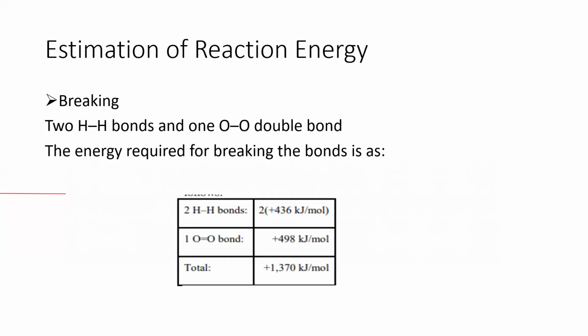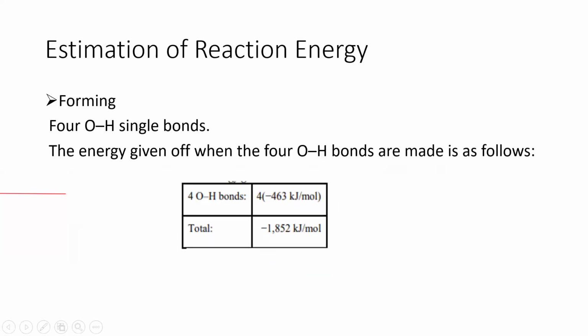All right. So now let's see. Hydrogen bonds and the oxygen double bond, right? The energy required for breaking the bonds is as follows. 2 hydrogen bonds, right? We have 436 kilojoules per mole, 2 of them, so we multiply them. 1 oxygen double bond, we have 498 kilojoules. So then you add them up. So there's the total energy here.